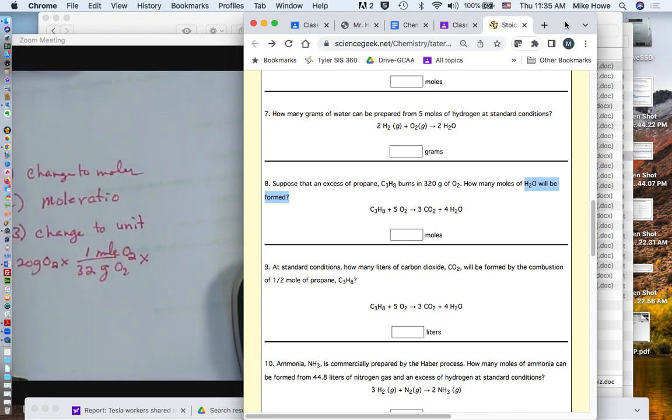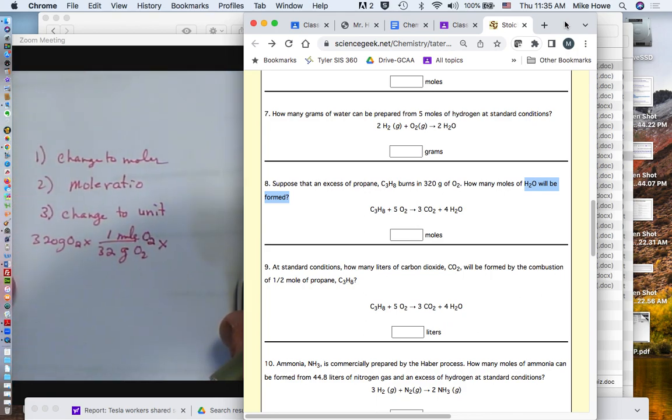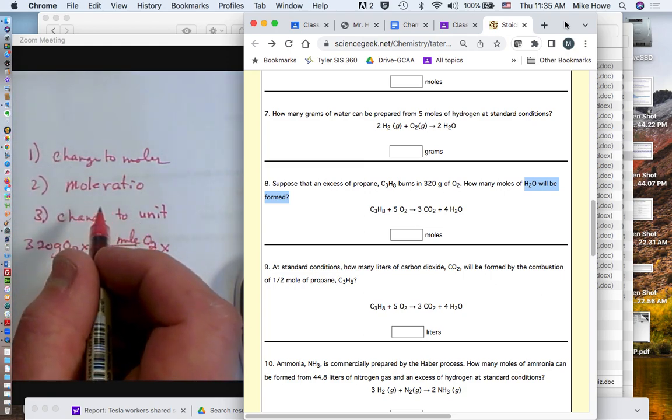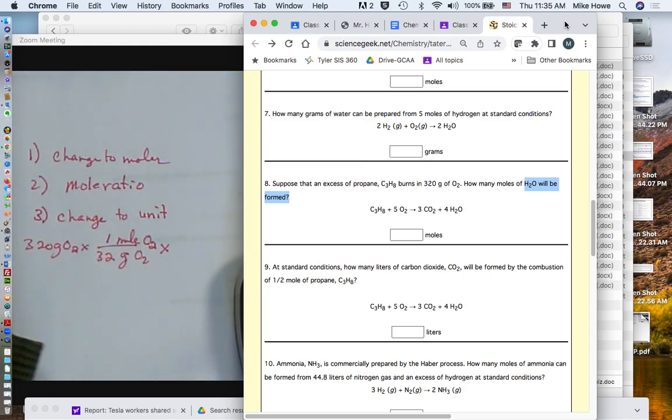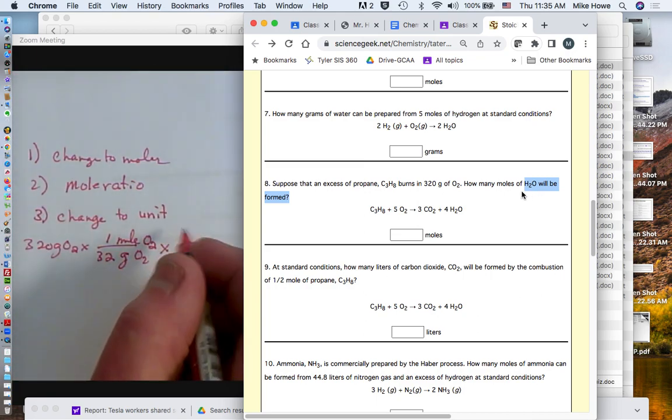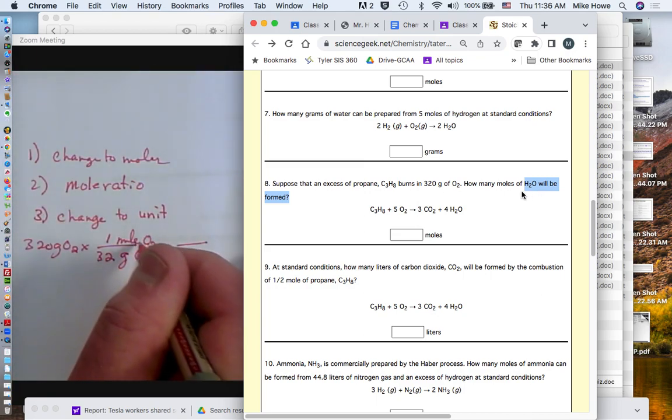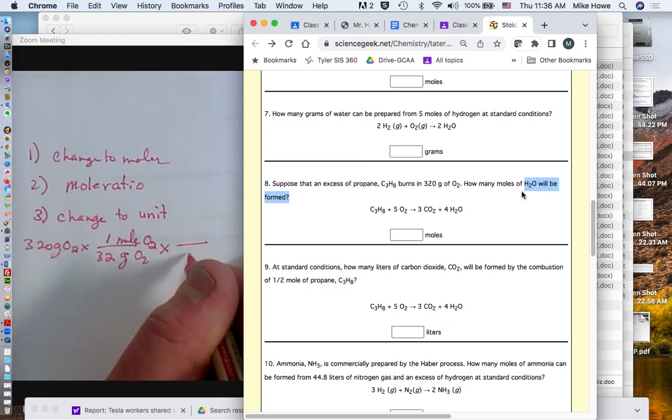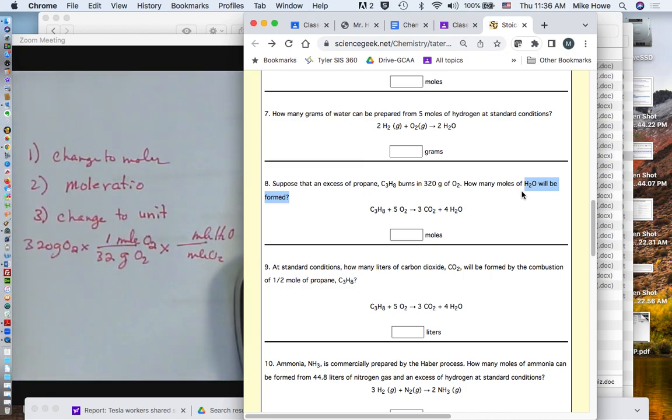So the mole ratio step involves using the moles of what you have and what you're looking for. So what are you looking for here? How many moles of water? So you're going to put moles of water on top, and of course you know that moles of oxygen are here, so they have to go on the bottom. Moles of oxygen, then moles of water on top. Then you look at your equation and see what you've got. So you have 4 and 5.